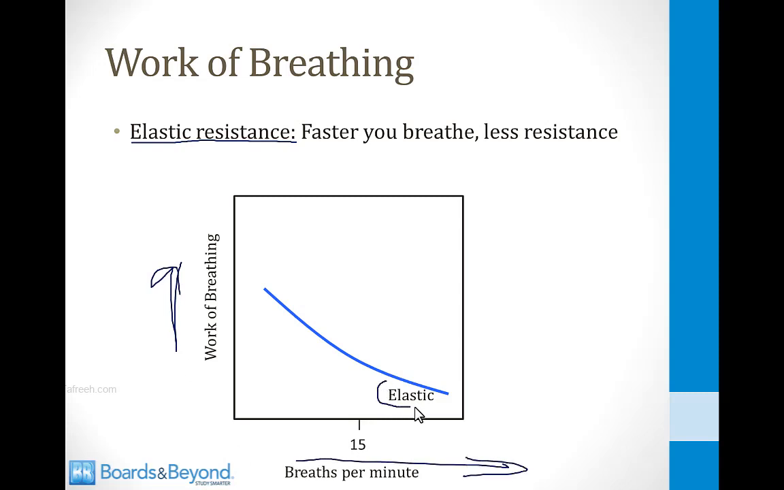This is the work of breathing again on the y-axis and breaths per minute on the x-axis. And the elastic resistance has a curve that looks like this blue line here. As you breathe faster, there's less elastic resistance to overcome. As you breathe slower, there is more elastic resistance to overcome. So a patient breathing at a low rate would be here, lots of elastic resistance. A patient breathing at a high rate would be here, very little elastic resistance.